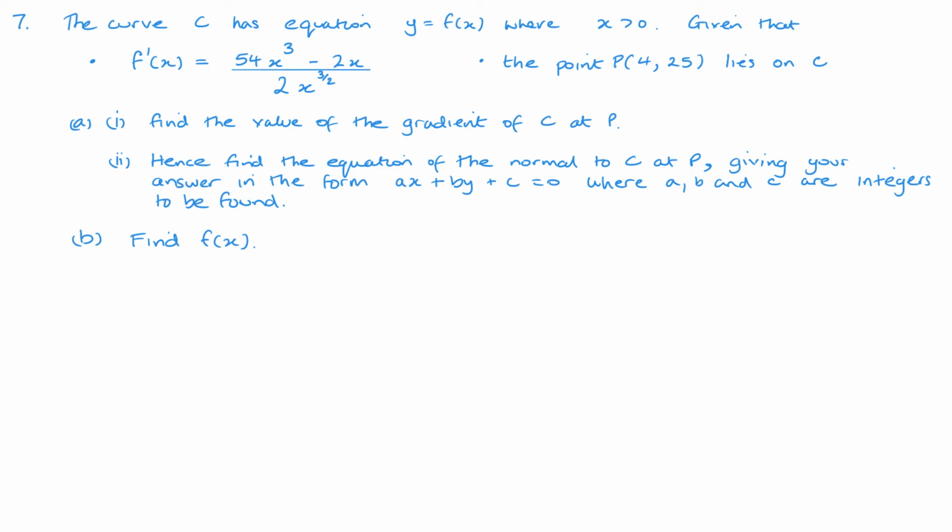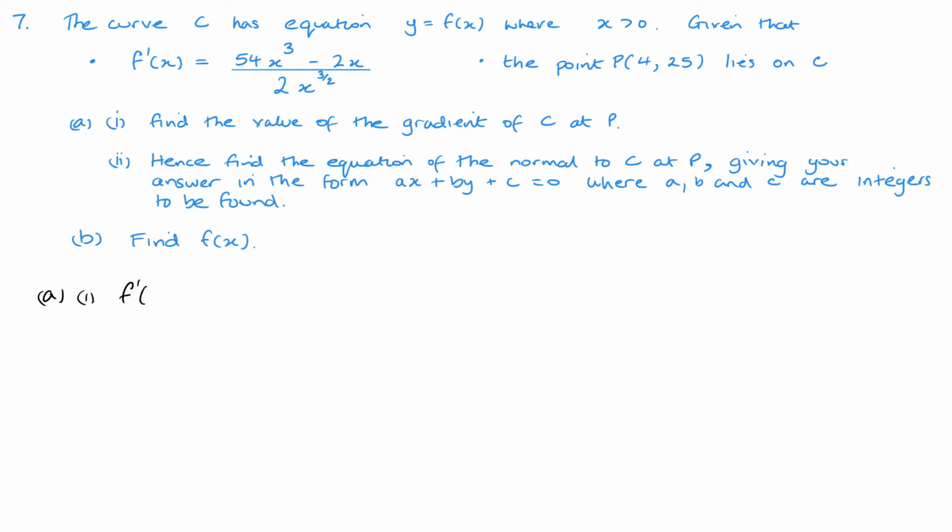Okay, we're getting towards the end of the paper now. It's usually when some of the questions get a little bit more challenging, but not always. So the curve C has equation y equals f of x, where x is greater than 0. It gives us f dash of x, the differentiated version, and a point. Find the value of the gradient of C at P. So that's very nice and easy for the first part, isn't it?